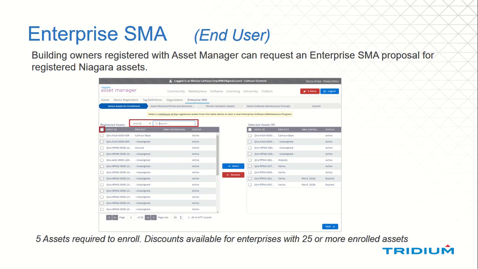Enterprise SMA. This is a new module in the Asset Manager application that is for end users. So the end users can register their assets and request an Enterprise SMA proposal for those registered Niagara assets. The minimum required for enrollment is 5 assets, and discounts are available for enterprises with 25 or more enrolled assets.